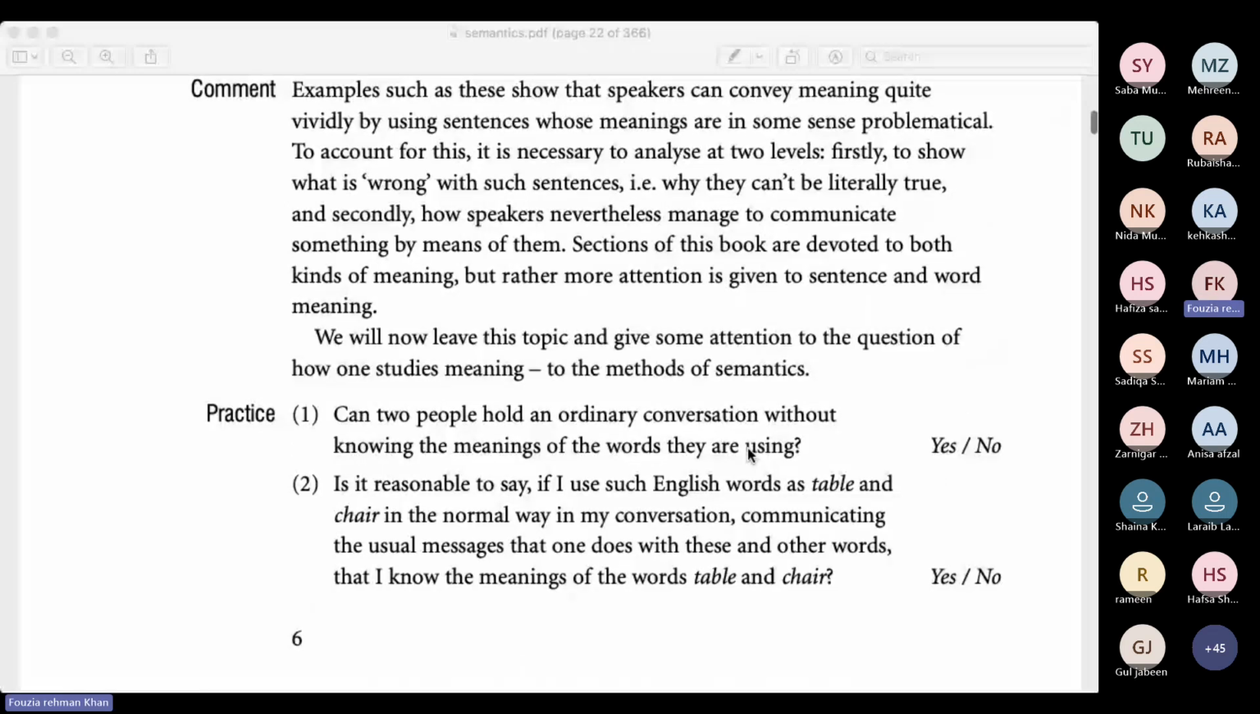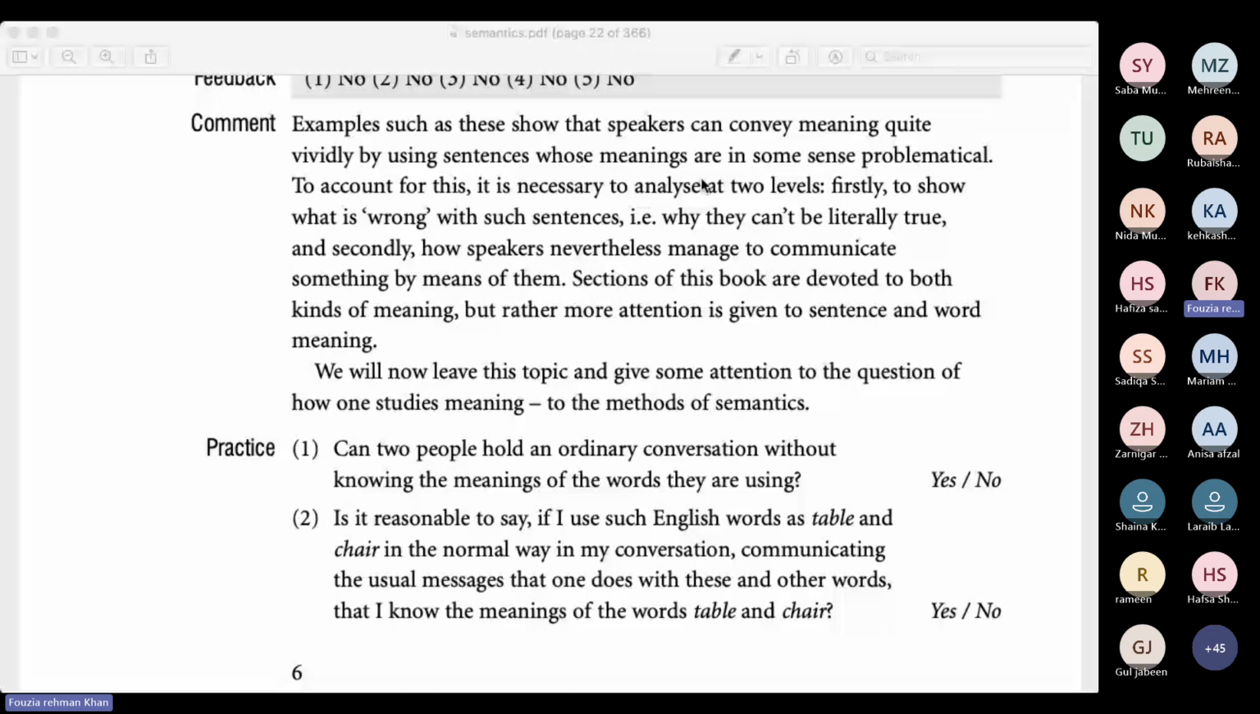Okay, so now what do these examples show you? That speakers can convey meaning quite vividly by using sentences whose meanings are in some sense problematical. Okay, things do not happen that way in reality. To account for this, it is necessary to analyze it at two levels. Firstly, to show what is wrong with such sentences, that is, why can't they be literally true? As I told you, no one can eat a horse, no one can do the impossible, no one can bite anyone's head off. These are not actually happening in reality, but these are just exaggerated sentences to emphasize more on what is being said. Okay.